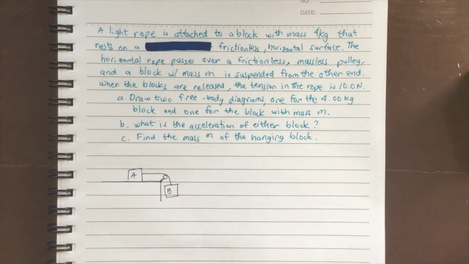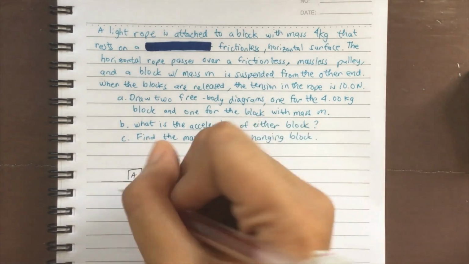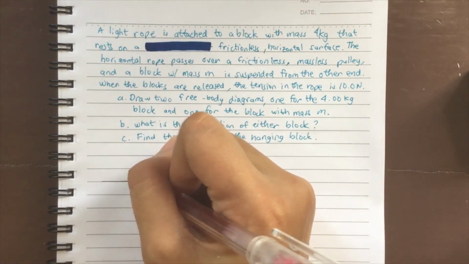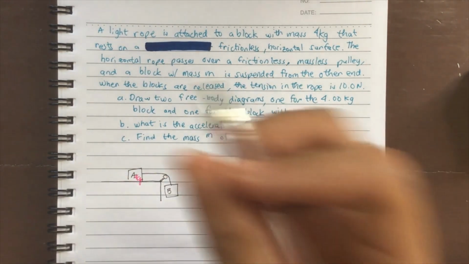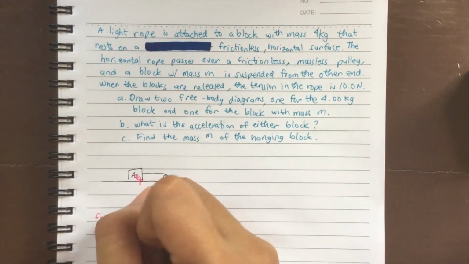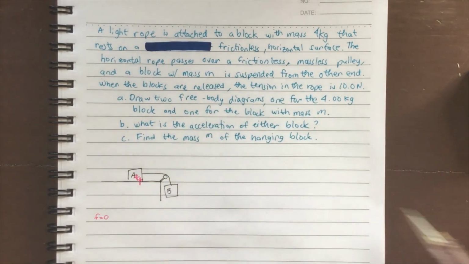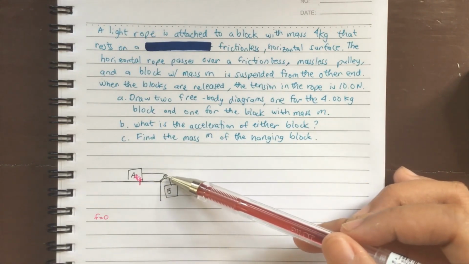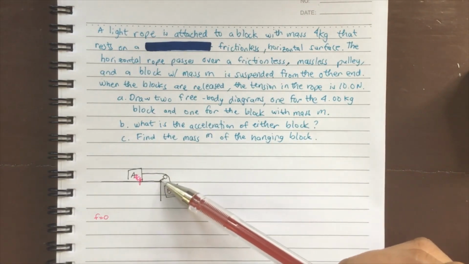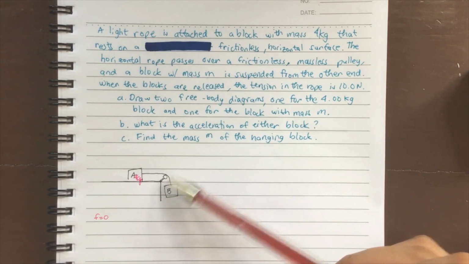So let's write the given. Based from the problem, the mass of the block on the surface is 4 kilograms. So let's write 4 kilograms right here. And then it rests on a frictionless surface. That means that your friction force here is equivalent to 0. You also have a rope that is frictionless and a massless pulley. So therefore, we will not be considering this pulley right here.